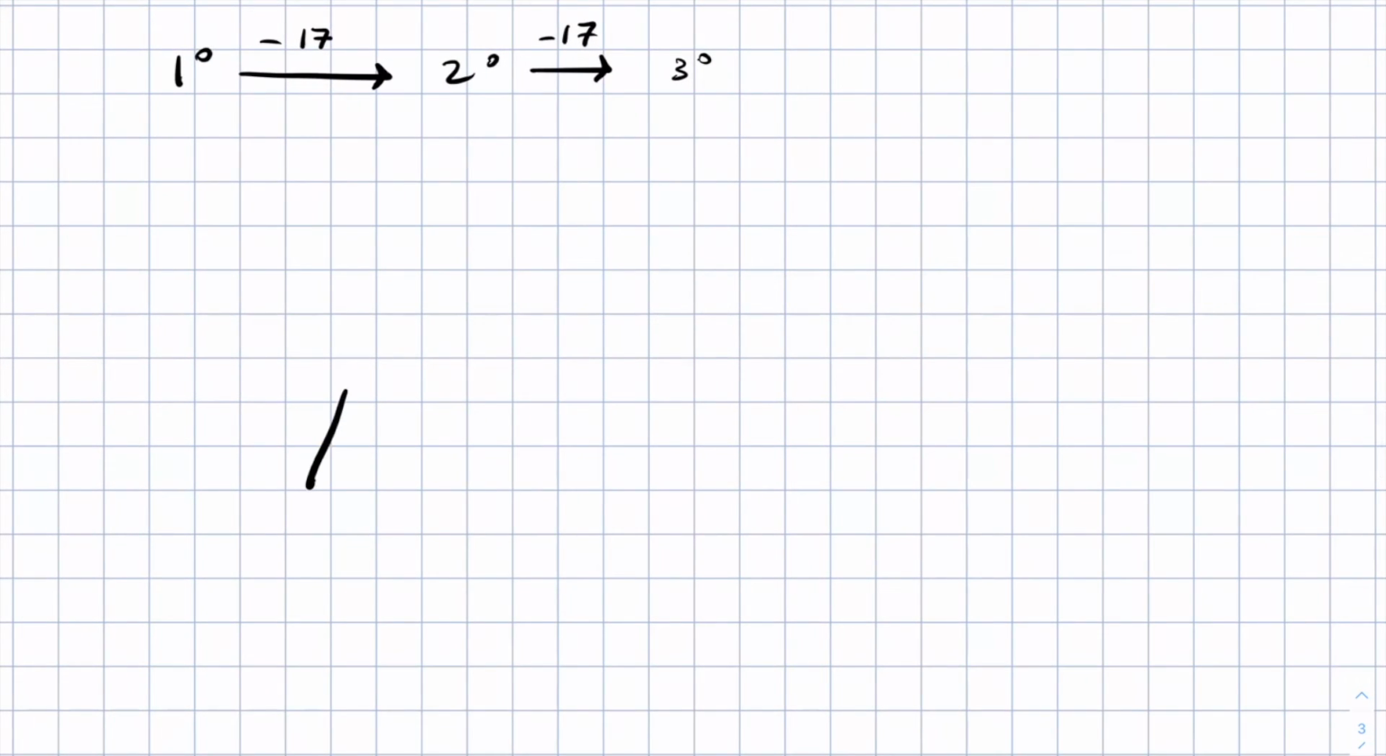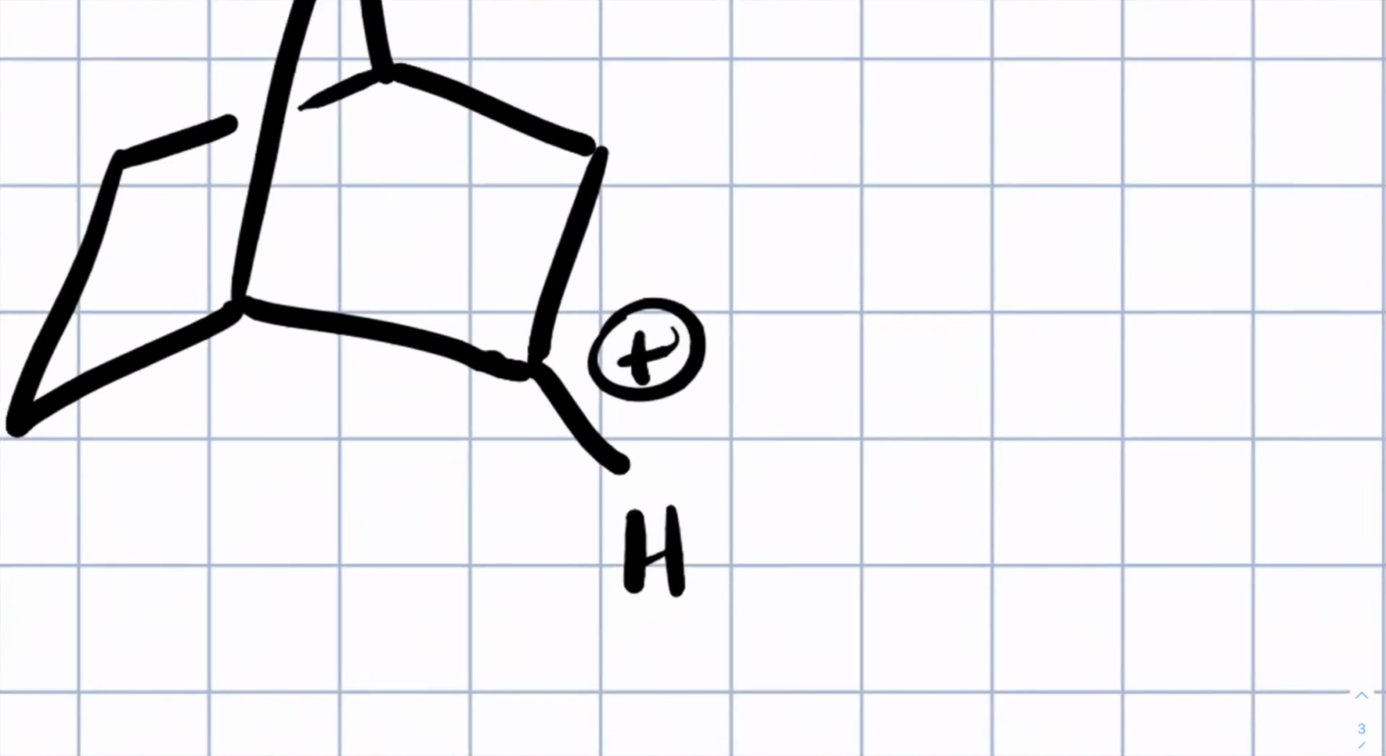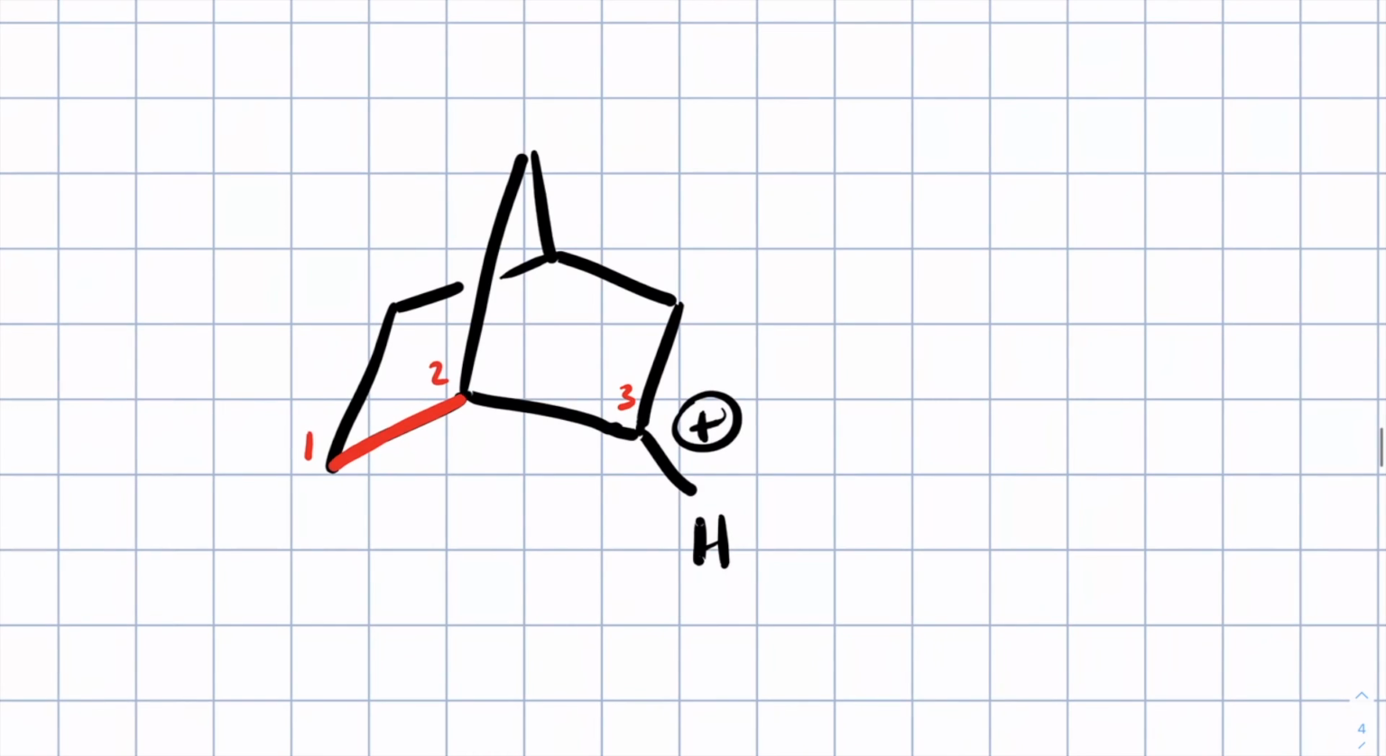So to explore that possibility, we need to return to a discussion we were having in Chapter 1 about so-called 3-centered, 2-electron bonds. So here's the secondary carbocation, and I'm going to number atoms 1, 2, and 3. Those are the 3 centers, and then the electrons in the sigma bond between 1 and 2 are the 2 electrons involved in this 3-centered 2-electron bond.